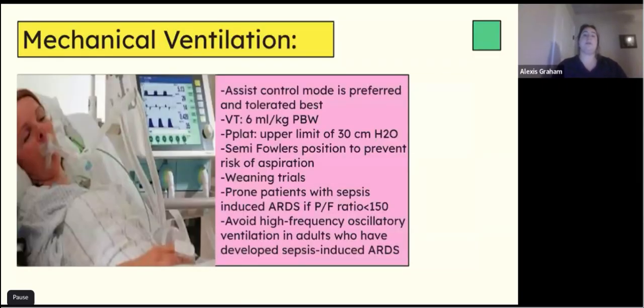Mechanical ventilation. Assist control mode is preferred and tolerated best. The tidal volume is recommended at 6 milliliters per kilogram of predicted body weight. You want the plateau pressure to be at the upper limit of 30 centimeters of water pressure. You want them in semi-Fowler's position to prevent aspiration, attempt weaning trials, and then you should prone the patient with sepsis-induced ARDS if the PF ratio is less than 150. And you should also avoid high-frequency oscillatory ventilation in adults who have developed sepsis-induced ARDS as well. Because remember, we want to do protective lung ventilation.